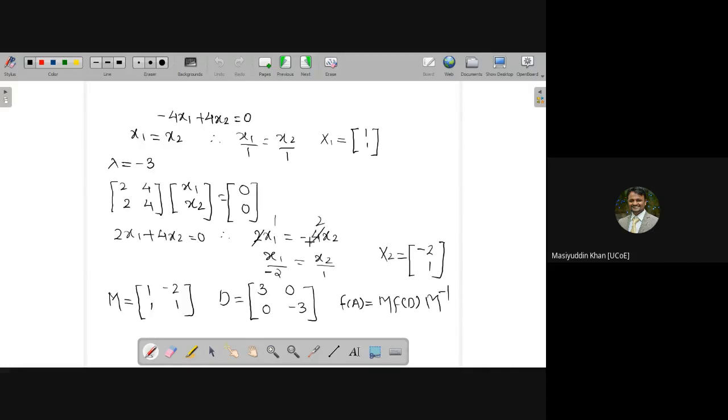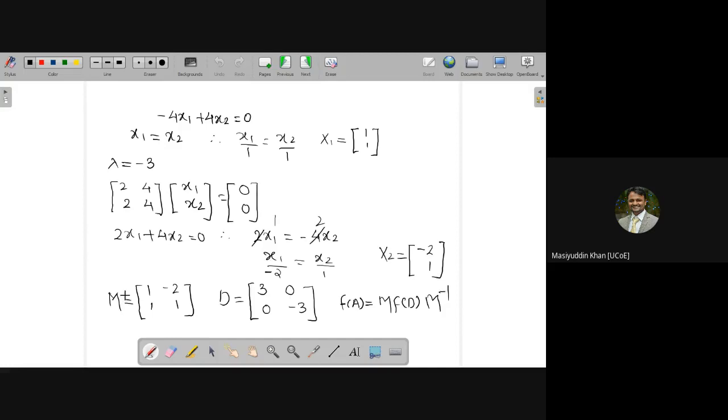This means we have to switch the values. Whichever value is in the denominator of x1 or x2, that we will consider as the eigenvector. So 1 and 2: x1 into 1 and x2 into minus 2. So minus 2 comes to this side, so x1 upon minus 2 and x2 upon 1 it will become. So the second eigenvector is [minus 2, 1].